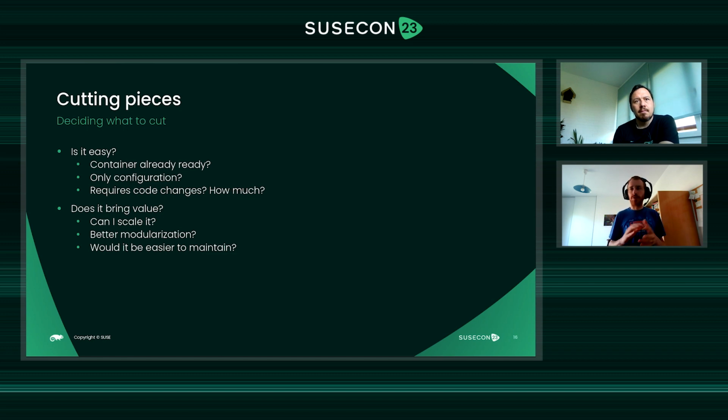And the other question to ask is, does it bring some value? Why would I want to extract such a thing into a container? Then we can go over all the usual containerization benefits: can I scale it? Would it be better modularization? Would it be easier to maintain, and so on? With all these criteria, you can start defining a list of components that can be extracted, and also start to prioritize the extraction.